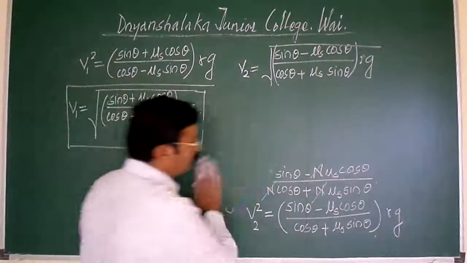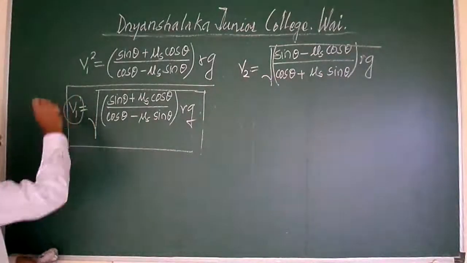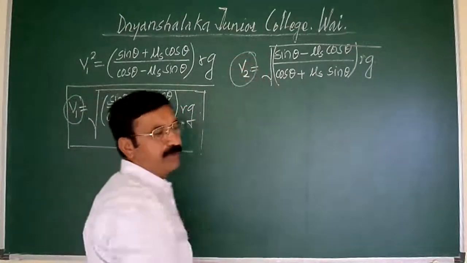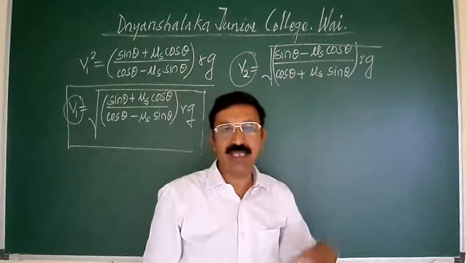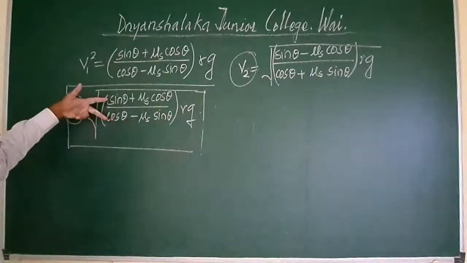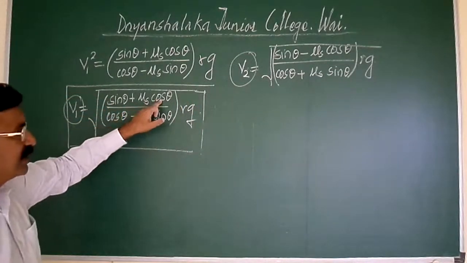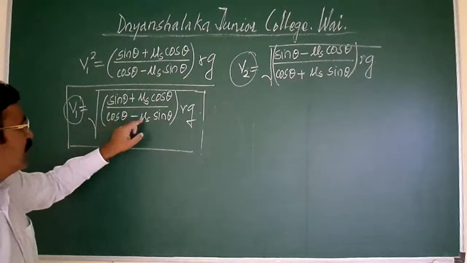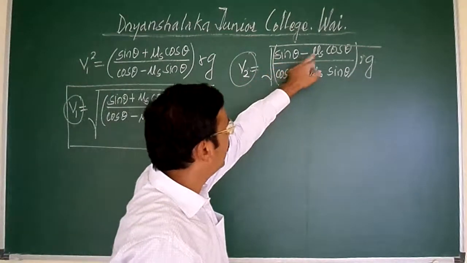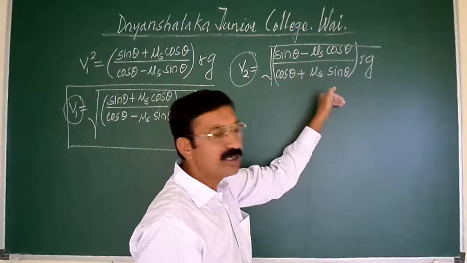So here we are having two expressions. One expression is for V1, which is the maximum speed. V2 is the minimum speed with which the vehicle can take a turn on the curved banked road. Here you see the expression sin theta plus mu s cos theta in the numerator, cos theta minus mu s sin theta in the denominator. Here you will see sin theta minus mu s cos theta in the numerator, cos theta plus mu s sin theta in the denominator.